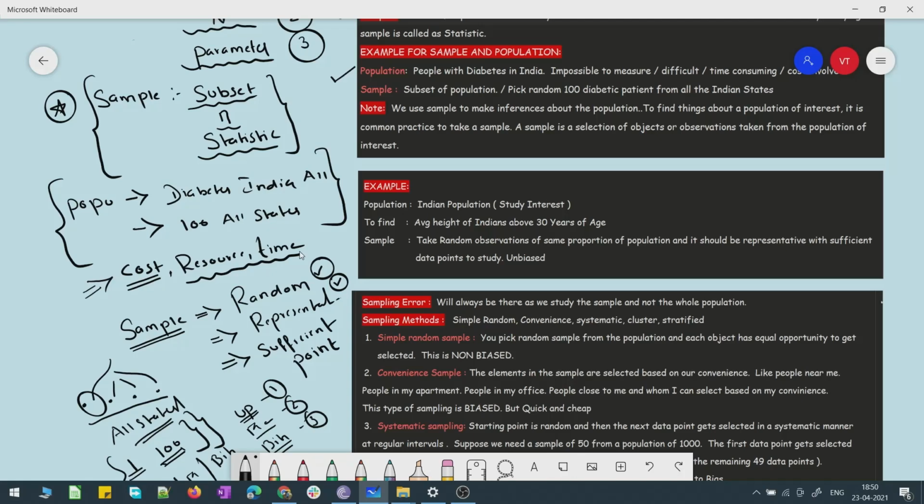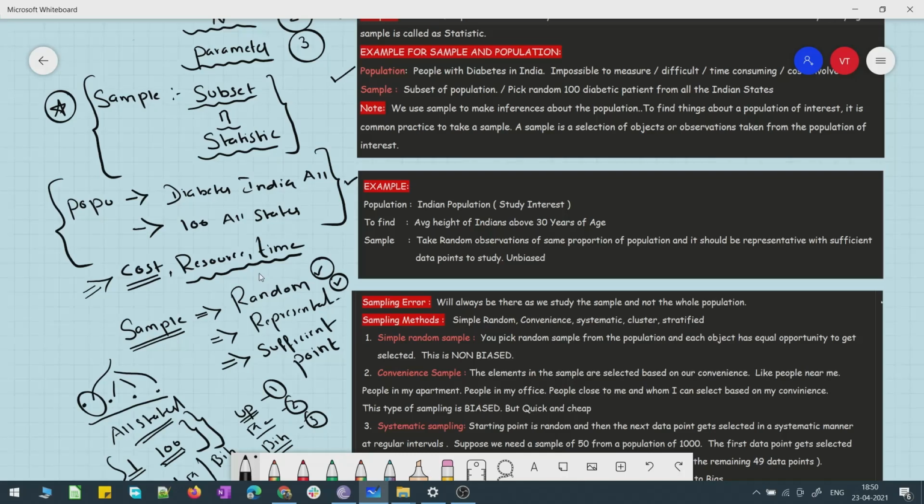Let's say my aim is to find the average height of Indians above the age of 30 years. In that case, my population is going to be all the people who live in our country. That's going to be my study interest. So that's a huge number. So what I do is take random observations, and I see to it that it is unbiased and representative. That's how I form a sample. So this is another example which I have given for sample and for population.